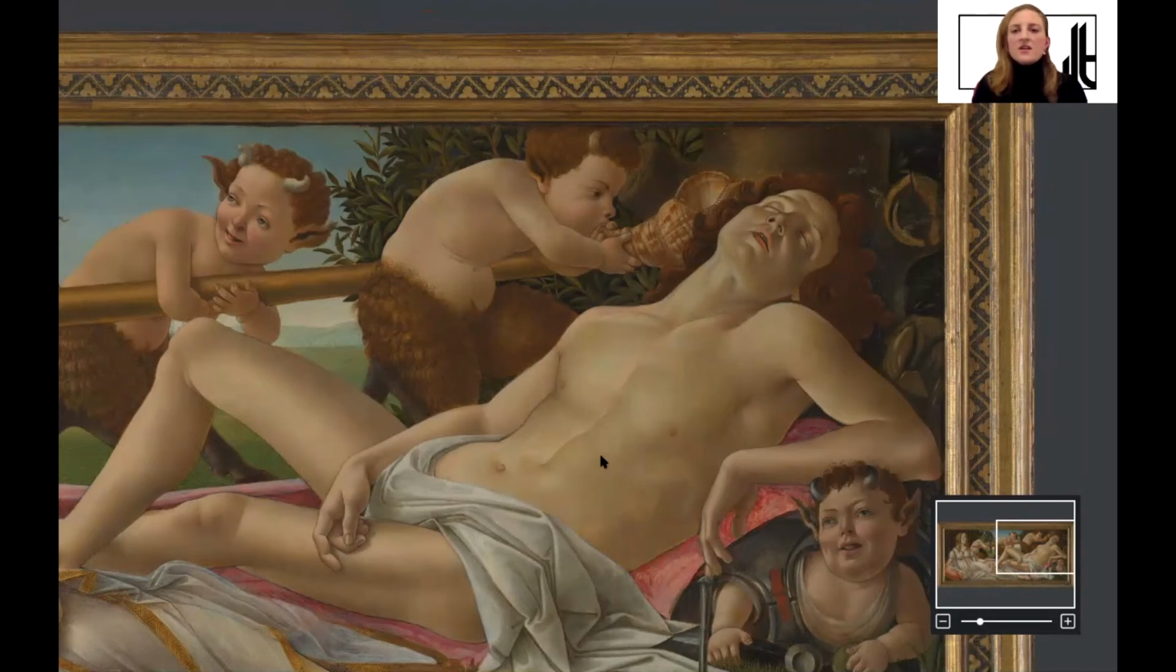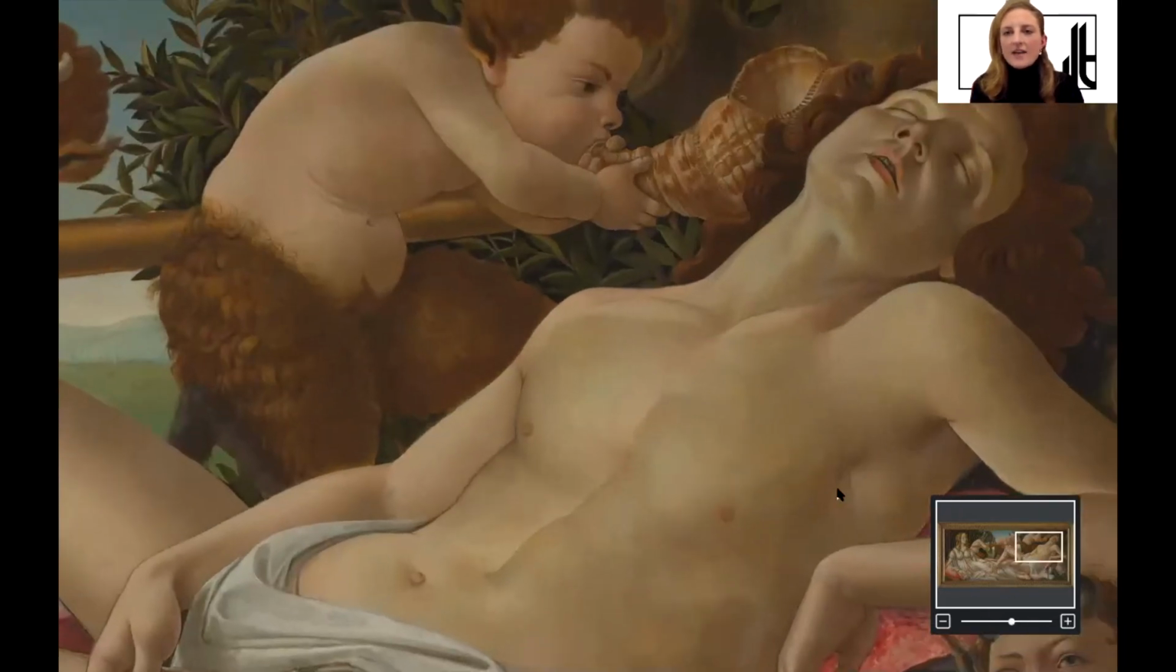But what he does conjure up so well in this painting is not only what we're seeing, but also what other senses the painting brings to us. So most notably, of course, noise. And we get that most obviously around the head of Mars.